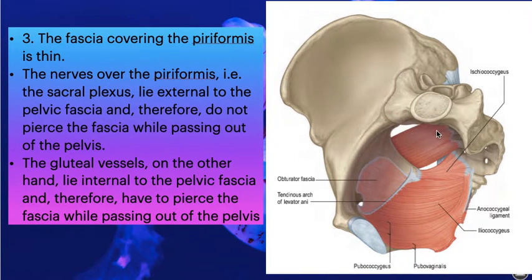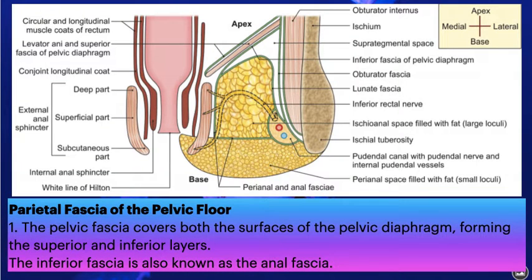The fascia covering the piriformis over here is thin. The nerves over the piriformis, that is the sacral plexus, lie external to the pelvic fascia and therefore do not pierce this fascia while passing out of the pelvis. Whereas the gluteal vessels, on the other hand, lie internal to the pelvic fascia and therefore have to pierce this fascia while passing out of the pelvis. Okay. That was the fascia of the lateral pelvic wall.